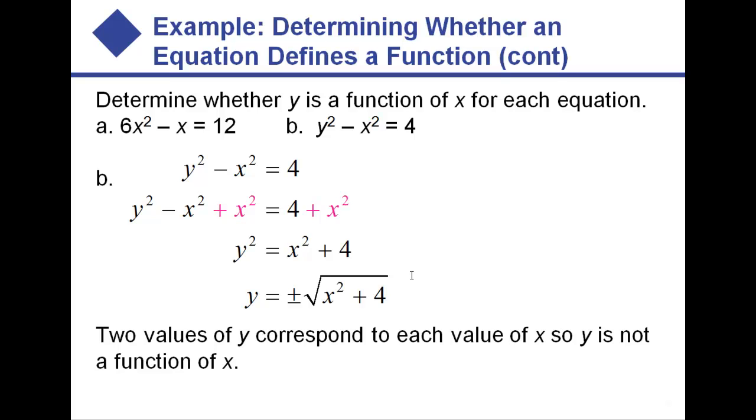In this case, the second one, again trying to isolate y, we move the x squared to the other side. The 4 is already over there. And then we're left with y squared equals some stuff. So we need to take a square root of both sides. This is a problem because now we have two different values of y that correspond to each value of x. And in fact, before you even take the square root, you could see that. If you let x equal 0, when x equals 0, you get y squared equals 4. So y equals 2 works, but so does y equals -2. So that's not a function.